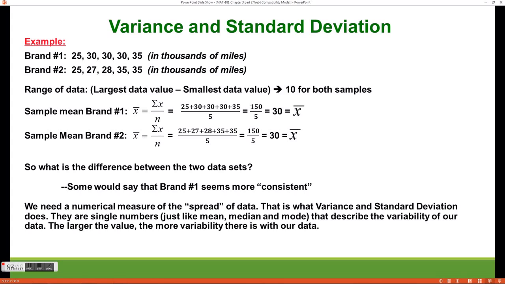Your first instinct might have been to choose brand number 1. And usually people will say brand number 1 because it seems more consistent. You would be correct in that assumption, but we can go even further because there is a number we can calculate to describe the variability of a data set. That number is called the standard deviation.